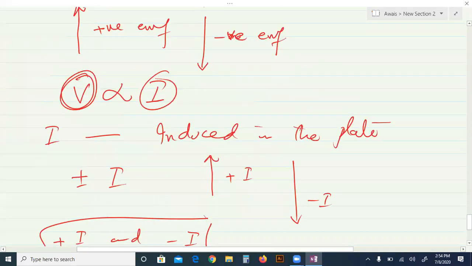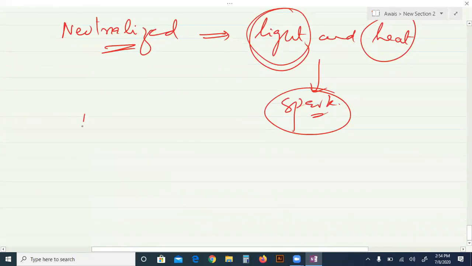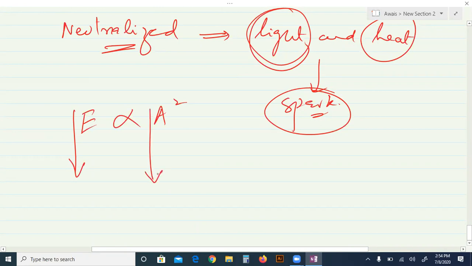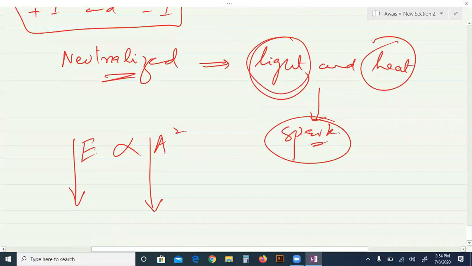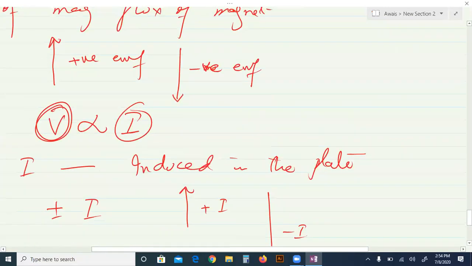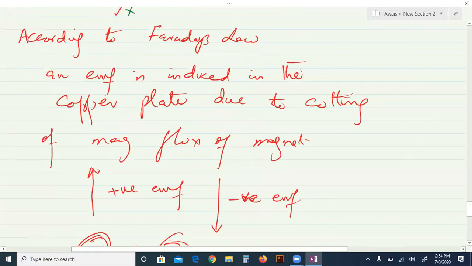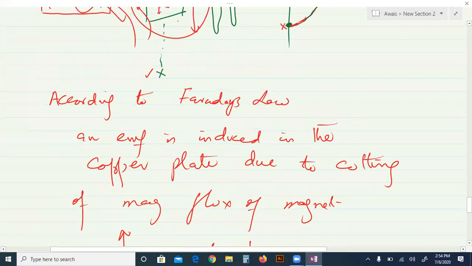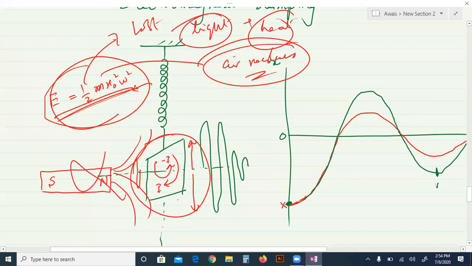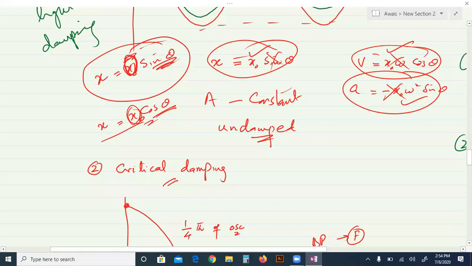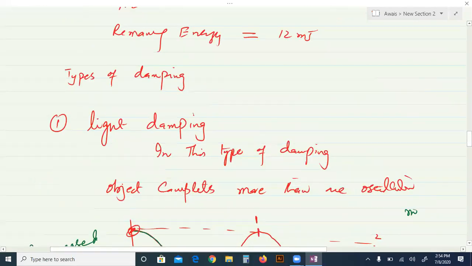When more energy is lost, according to the relation E directly proportional to amplitude square, there is a greater decrease in the amplitude. This type of damping, which increases the light damping with the help of the magnet, with the help of electromagnetic induction, is called electromagnetic damping. So this is the example of electromagnetic damping.